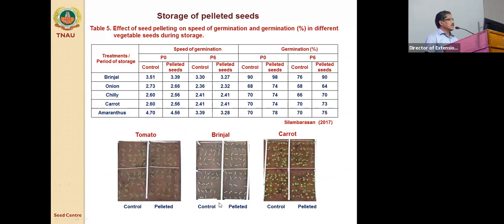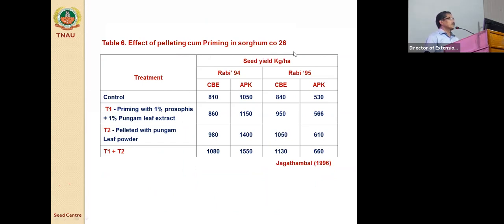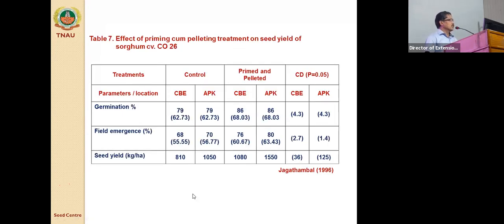So this is another study, again in vegetables, which we have conducted, and it is progressing well. And the effect of pelleting cum priming in sorghum, we have studied, and we could find that the combination of priming as well as pelleting is always better, because priming gives a promoting effect, whereas pelleting gives easy handling. So ultimately we can improve the quality as well as the handling of the seeds. This is again another study in sorghum.